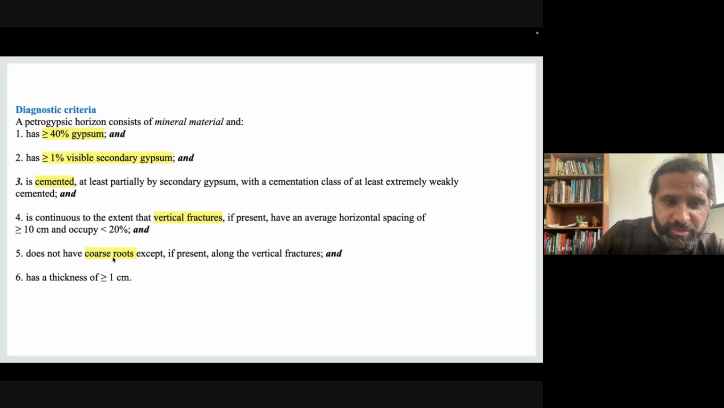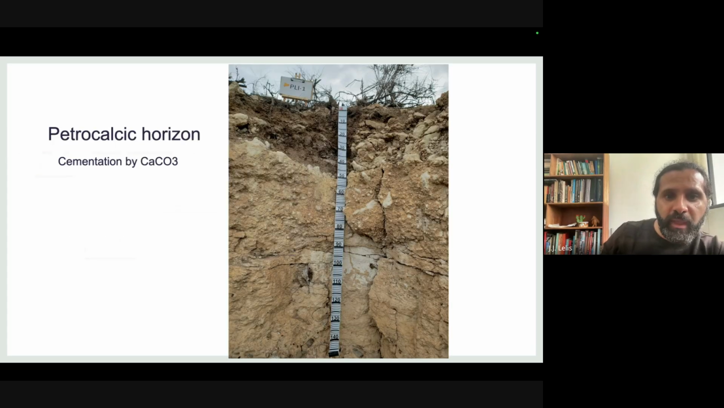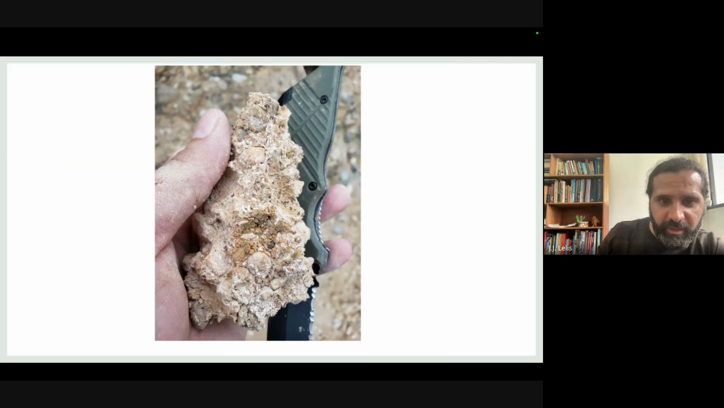It does not register coarse roots except in these vertical fractures, and a minimum thickness of 1 centimeter. Okay. We also have another horizon that's also cemented, now cemented by calcium, the petrocalcic horizon, cementation by calcium carbonate. It's the evolution of the calcic horizon, okay?